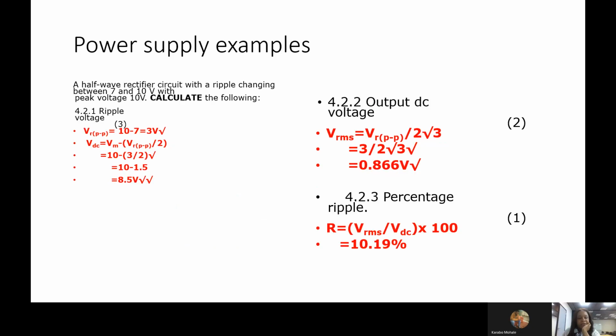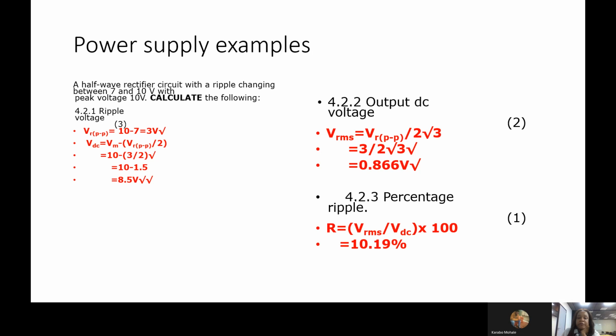And the next part is another question here, and another example. We have a half wave. Before we had a full wave, now we have a half wave rectifier circuit with a ripple change between 7 and 10 volts. So that means that we have the peak value and the minimum value. So we can basically work out the peak to peak value. So the peak voltage is at 10 volts.